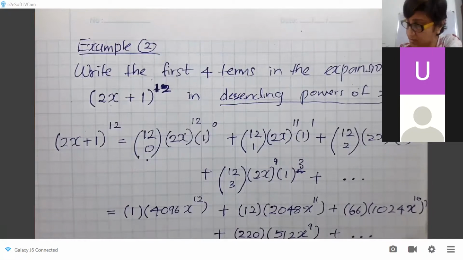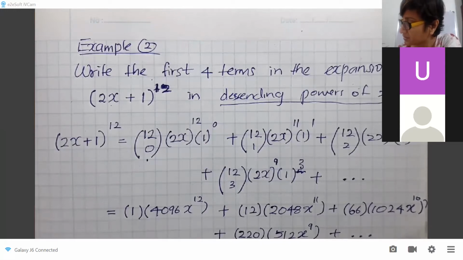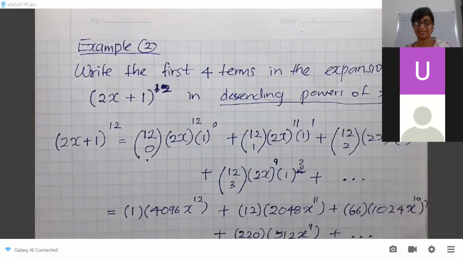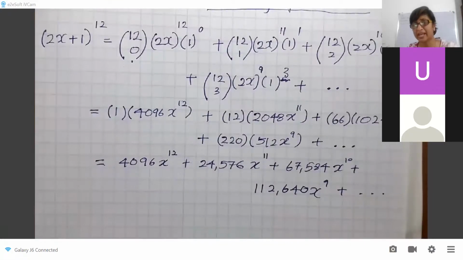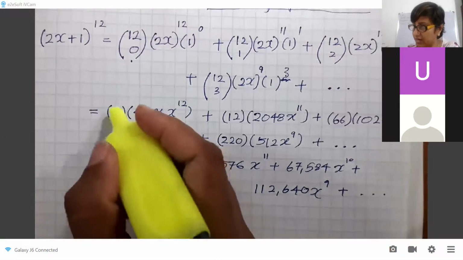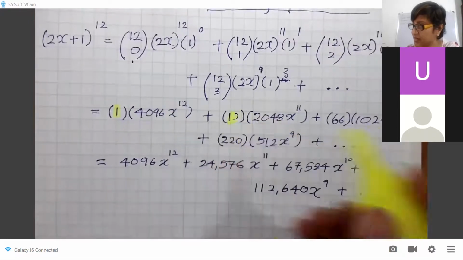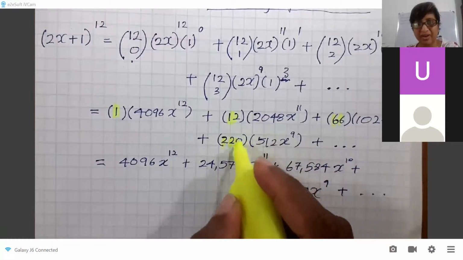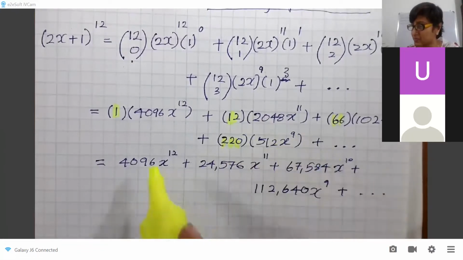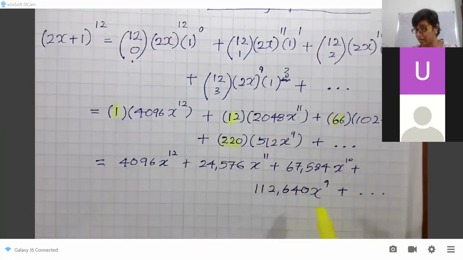The fourth one is dot, dot, dot. Oops. There you have your first four terms in descending powers of X. Did you get all that? So I made sure to write one step with the binomial coefficients separately, and then only I simplified it with the other number, because when you have the normal coefficient, your binomial coefficient is hidden in that.